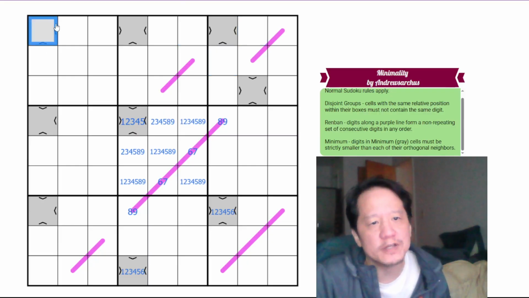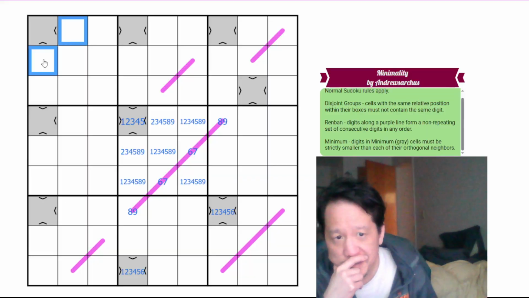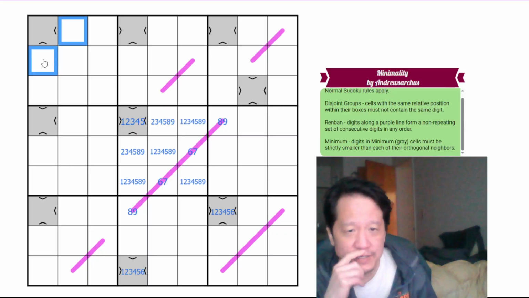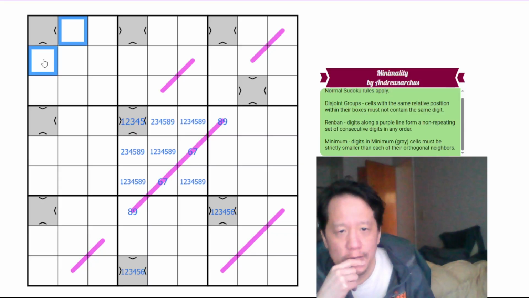Wherever 7 is in the upper left-hand corner, we are guaranteed an 8, 9 pair in those two cells that are in the same box. Does that tell us anything? I'm not sure if it does. Maybe, maybe not. Huh.